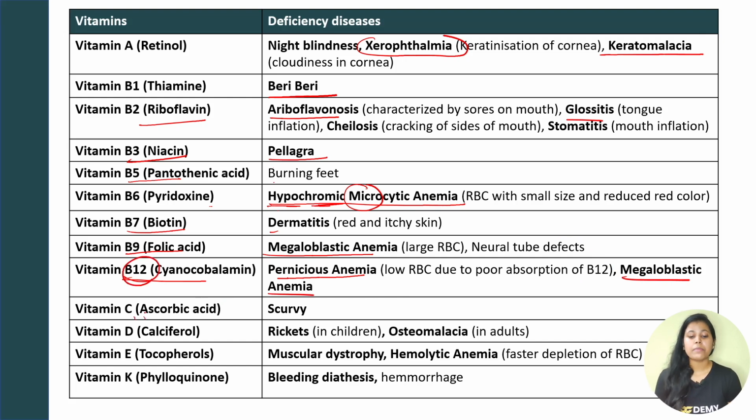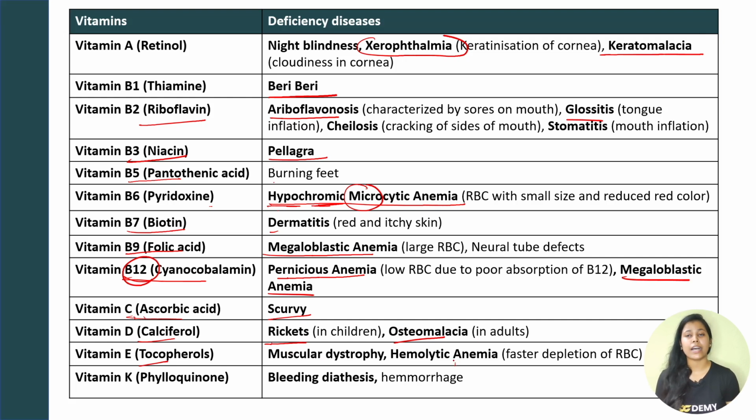Okay, next is vitamin C, that is ascorbic acid. Deficiency of it can cause scurvy. We all know about it, that bleeding gums and weak muscles, all of this are symptoms of scurvy. Vitamin D, that is calciferol. Vitamin D deficiency can cause disorders such as rickets in children, and in adults it is called osteomalacia. Vitamin E, that is tocopherols, its deficiency can cause muscular dystrophy and hemolytic anemia.